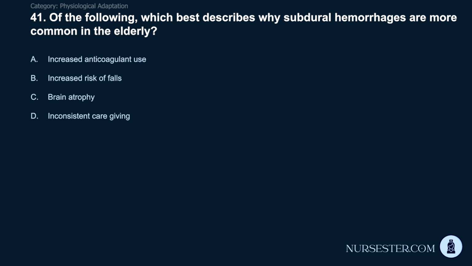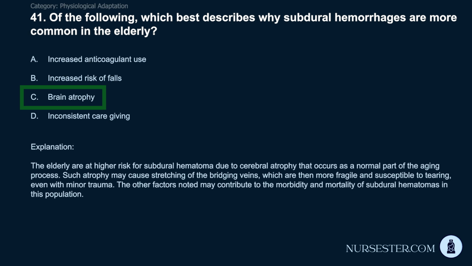C. Brain atrophy. D. Inconsistent caregiving. Correct answer, C. Brain atrophy. The elderly are at higher risk for subdural hematoma due to cerebral atrophy that occurs as a normal part of the aging process. Such atrophy may cause stretching of the bridging veins, which are then more fragile and susceptible to tearing, even with minor trauma. The other factors noted may contribute to the morbidity and mortality of subdural hematomas in this population.